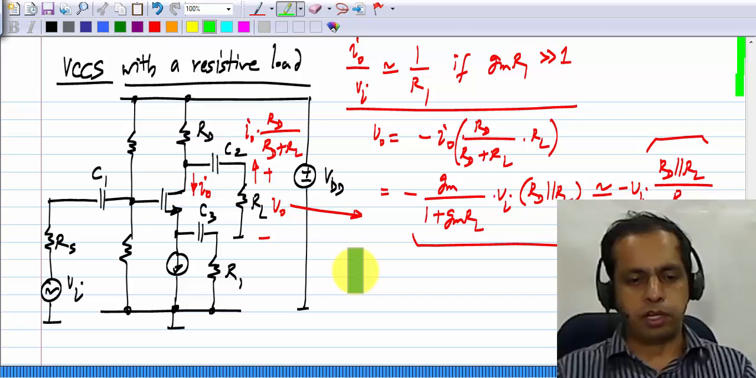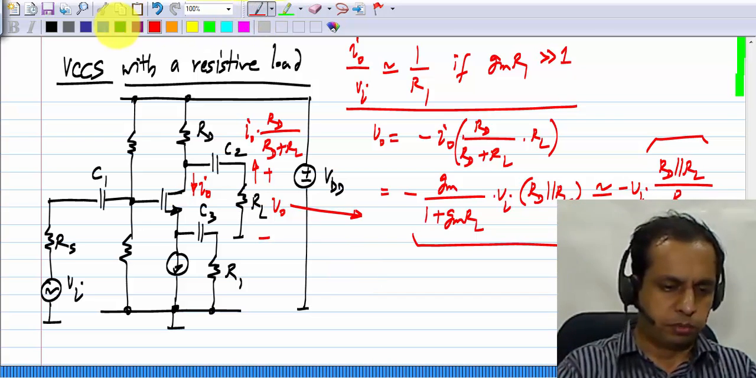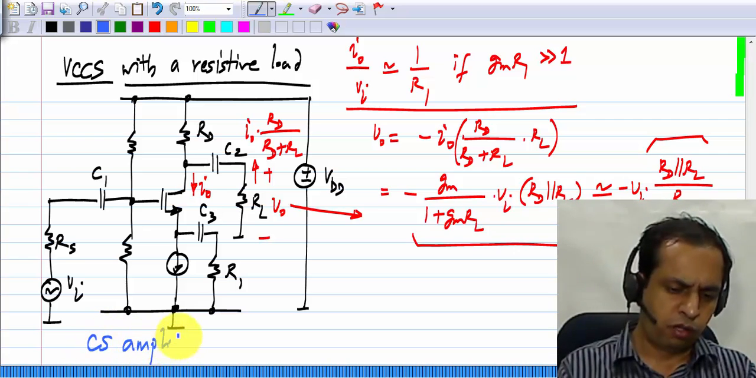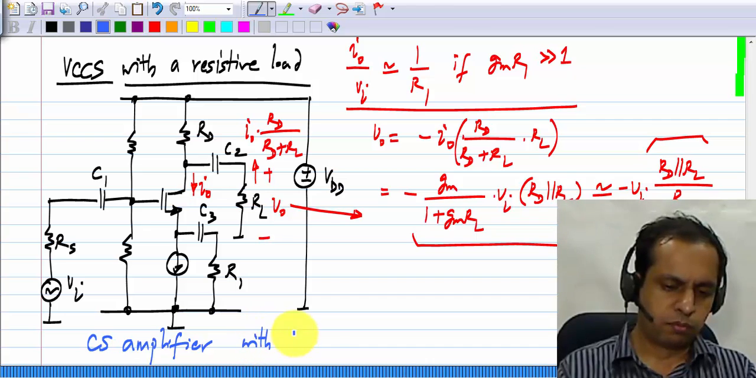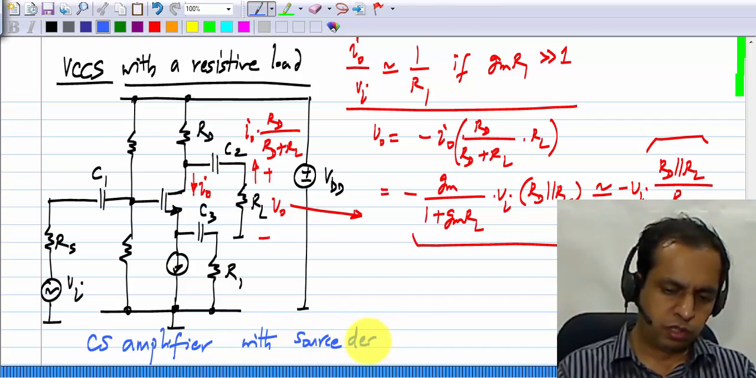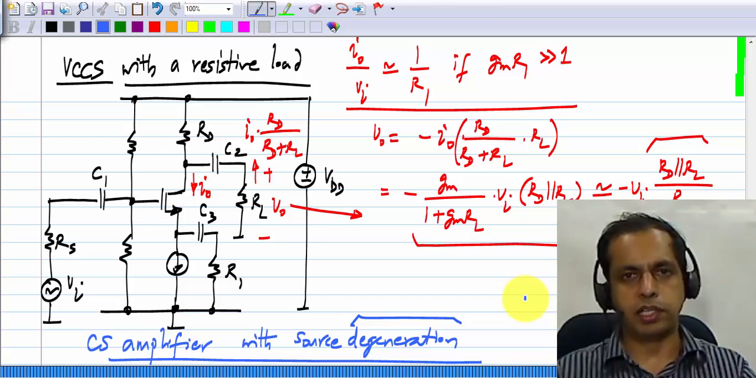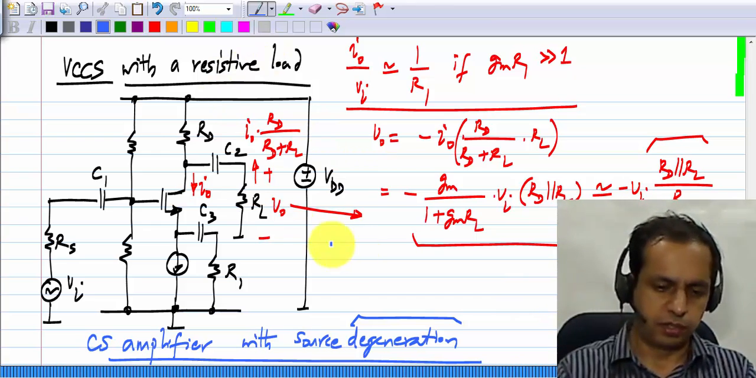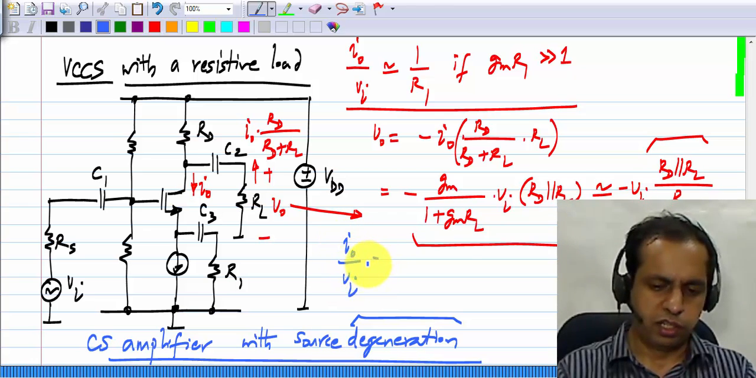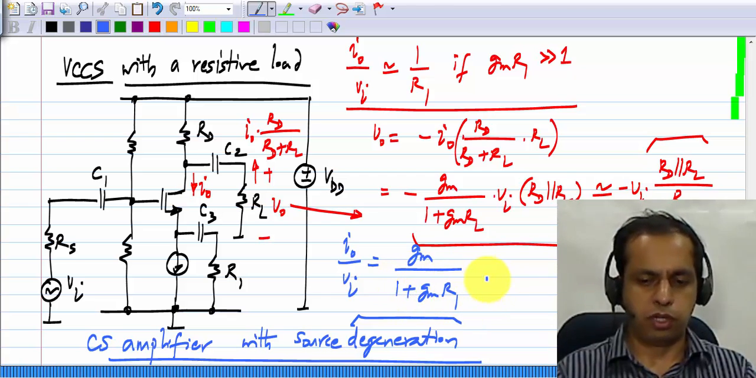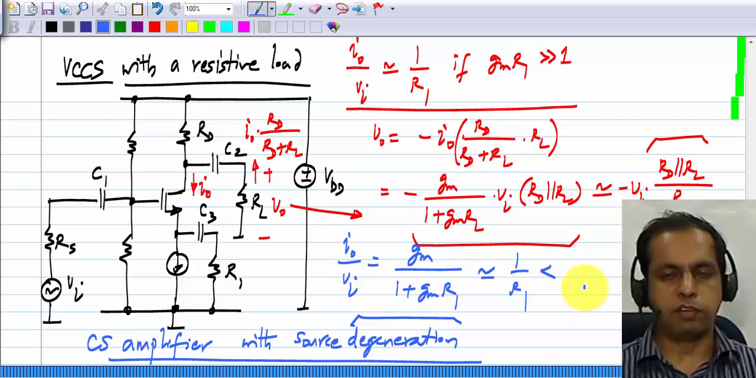So they are very similar in functionality, and for that reason many times this particular amplifier is also called common source amplifier with source degeneration. Degeneration means something is degenerated or reduced, and in this case what is reduced is the transconductance. In this case I0 by Vi is Gm by 1 plus Gm R1, which is approximately 1 by R1, and this is definitely going to be smaller than the Gm of the MOS transistor.